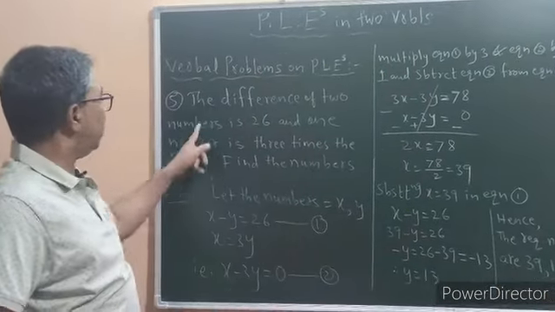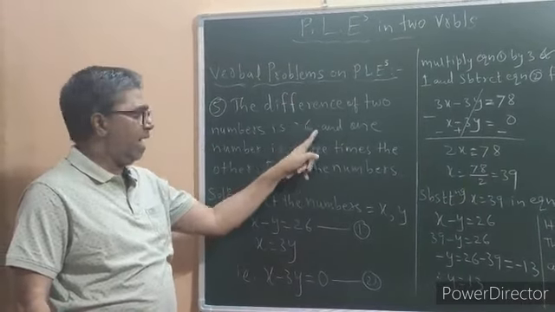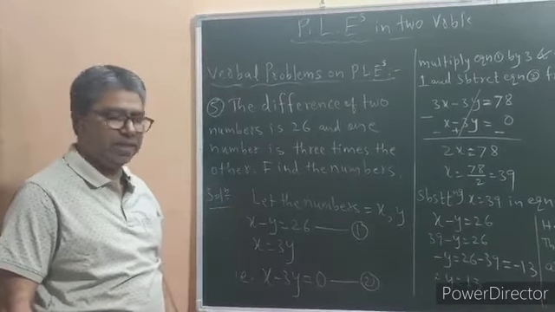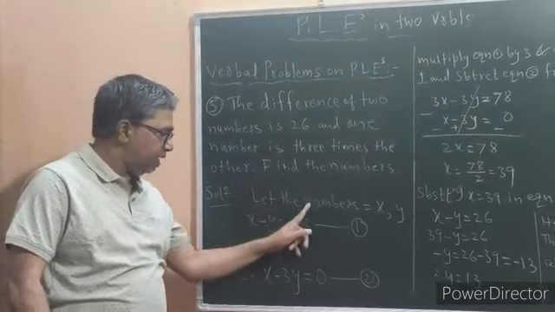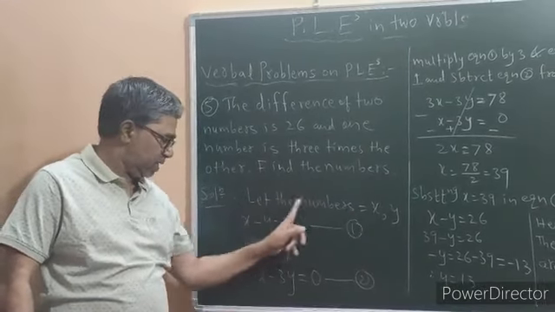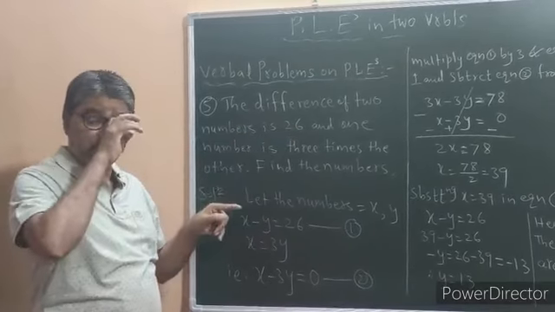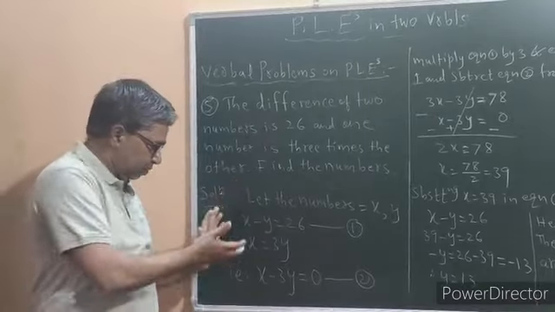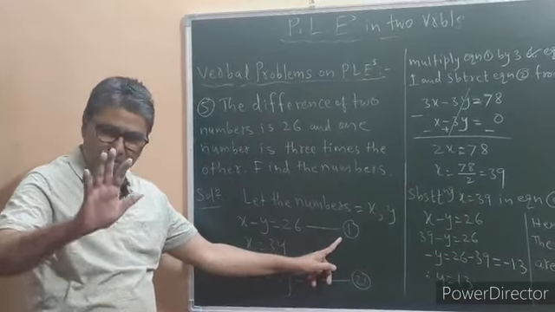So, example number 5 is: the difference of two numbers is 26 and one number is 3 times the other. Find the numbers. Now let us assume the numbers as x and y. So convert these verbal statements into mathematical form. Difference of two numbers is 26 means x minus y is equal to 26. Call this as equation number 1.